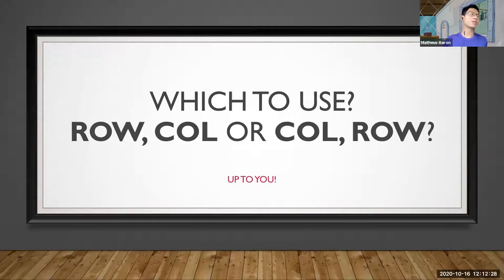For CS1010E, we'll use row call, I think, most of the time. So it's recommended to just stay with row call, but in the future, if you want to use a different implementation, it's really up to you. There's no rule to it. You just need to remember that a 2D array is more of a way for us to write a data structure that is useful in many cases rather than a rule in Python. Okay.